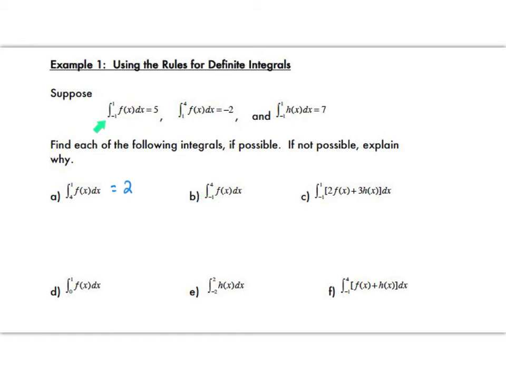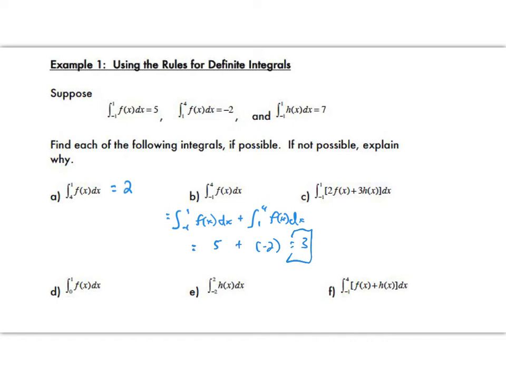And we know from -1 to 1, and we know from 1 to 4. So what we can do is use that additivity property to come up with the value of the integral overall. So from -1 to 1 it's 5, from 1 to 4 it's -2, grand total should be 3 when it's all said and done.